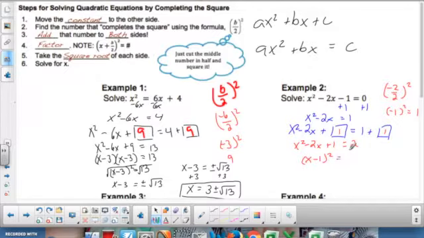On the other side of my equal sign, I've got that 2. So my next step is to take the square root of each side. So taking the square root, that leaves me with x minus 1 equals plus or minus root 2. And now I'm ready to add 1 to both sides. So my answer is x equals 1 plus or minus root 2.